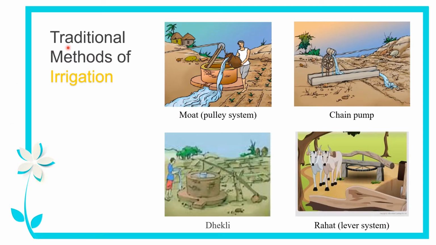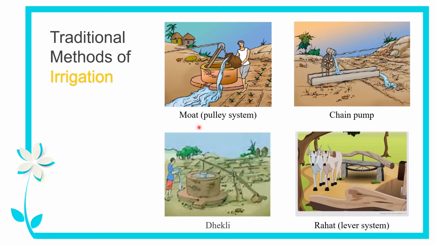So now let us discuss traditional methods of irrigation. Seeing this slide, you will have a question: do we have one more type or one more method of irrigation? Yes, of course. We have a modern method of irrigation which we will be discussing a little later. Now coming to traditional methods of irrigation, we have 4 traditional methods: mott or pulley system, chain pump system, Dhenkli and Rahat or lever system.